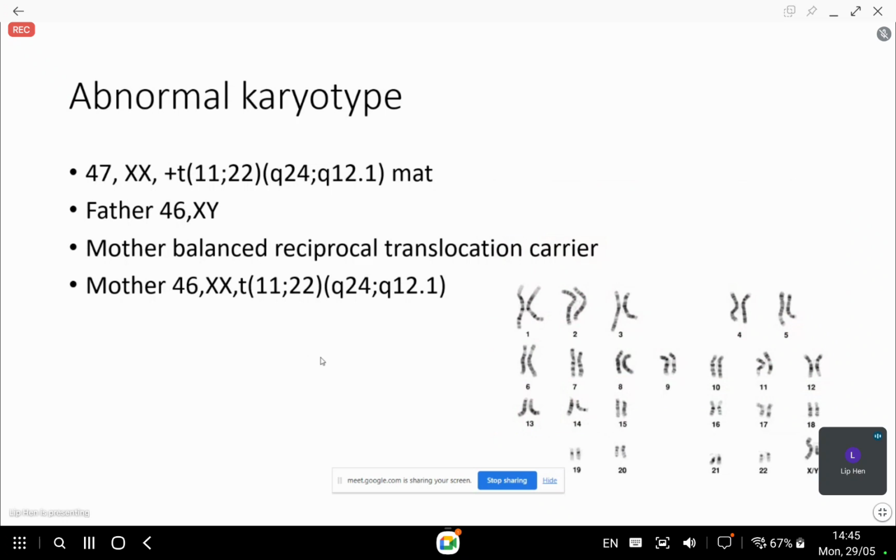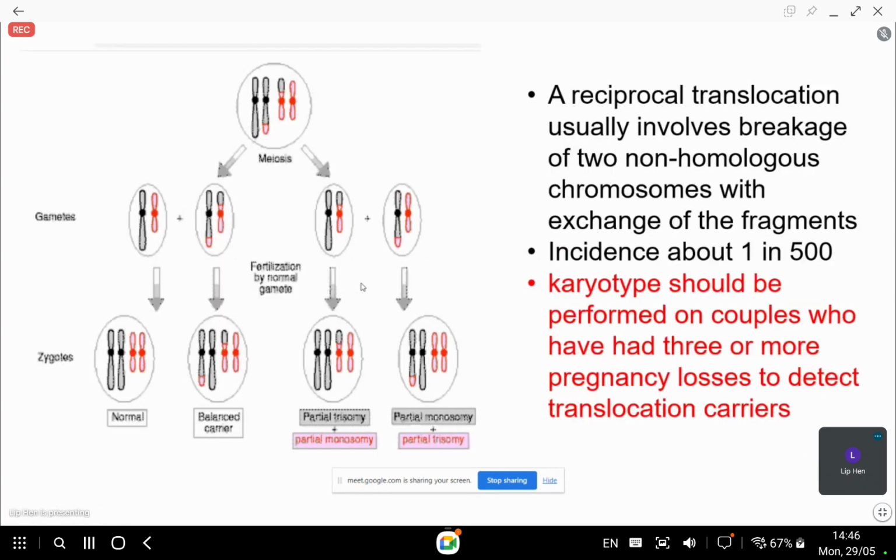So the karyotype came back as abnormal. She inherited extra chromosomal material from the mom. The father has a normal chromosome, but mom is a balanced reciprocal translocation carrier. Reciprocal translocation involves the breakage of 2 non-homologous chromosomes and the exchange of fragments of the chromosome like this. The incidence of translocation carriers is about 1 in 500, and usually these people are normal and healthy, they do not have any active medical problem.